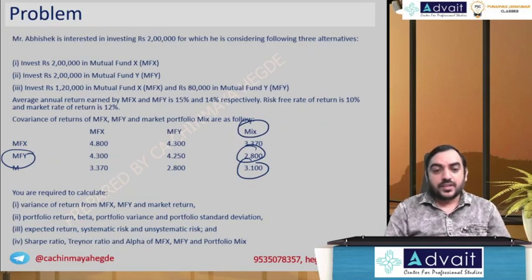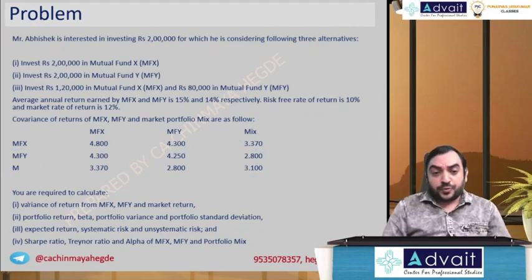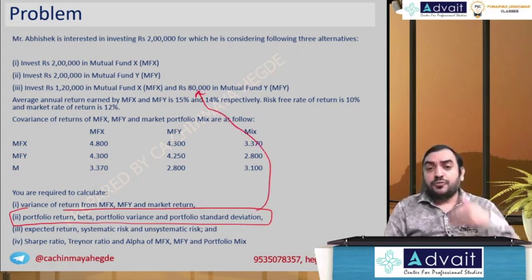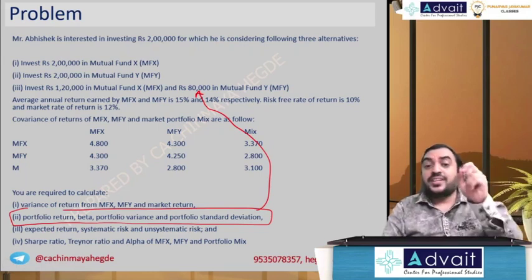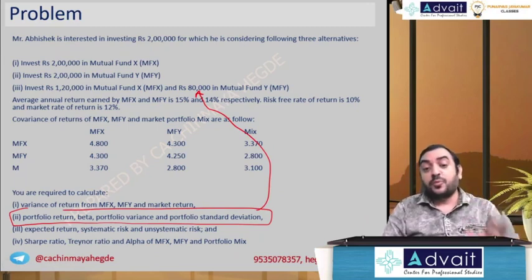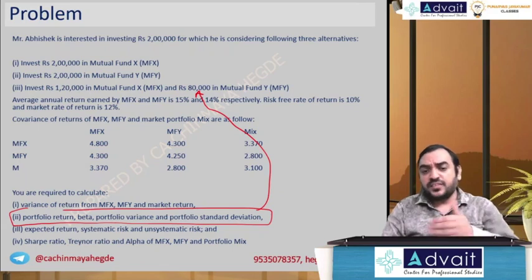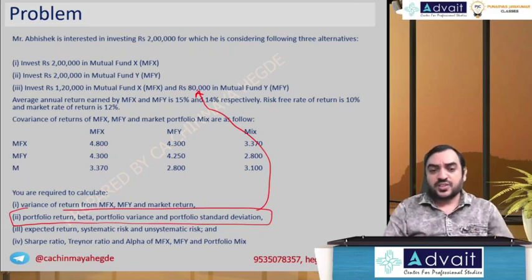Okay, second part. Portfolio return, beta, portfolio variance, portfolio standard deviation. So this portfolio return, portfolio beta, standard deviation is only for the third part of this question, you understand? For X and Y independent securities, we are mixing 1,20,000 and 80,000. So we are only talking about that third part of the question. For the portfolio, they are asking portfolio return, portfolio beta, portfolio variance, and portfolio standard deviation. So let's calculate.